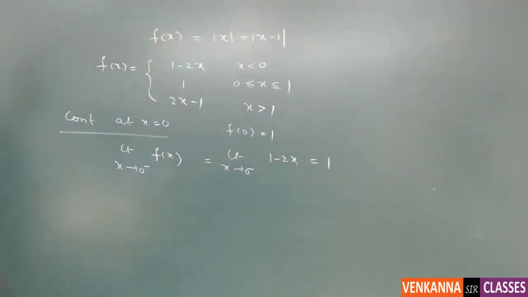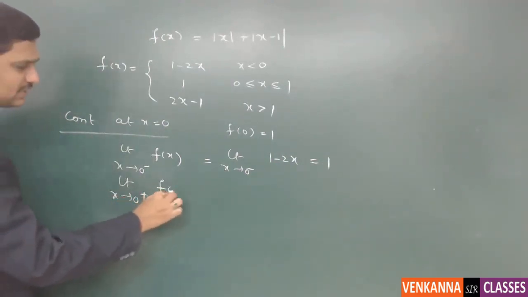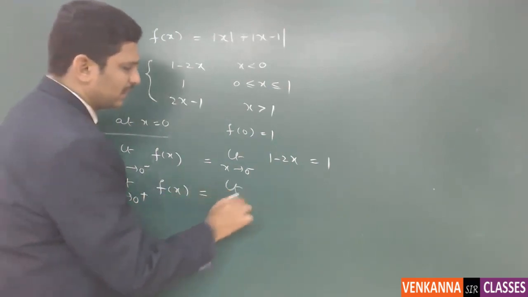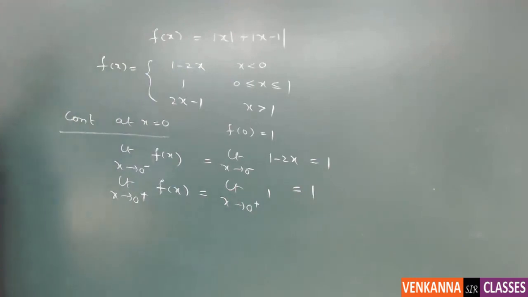the value will be 1 after applying the limit. So if you calculate the right-hand limit, the limit as x tends to 0 plus of f of x, it will be the limit of 1, the value will be 1. You can observe that the left-hand limit, the right-hand limit and the functional value, all three values are equal. Do you accept?